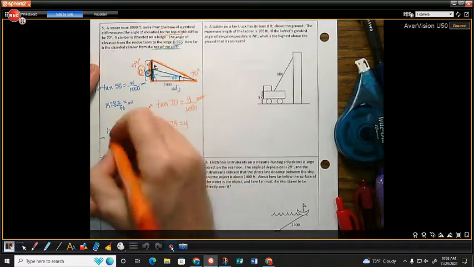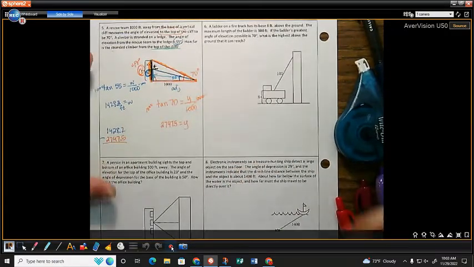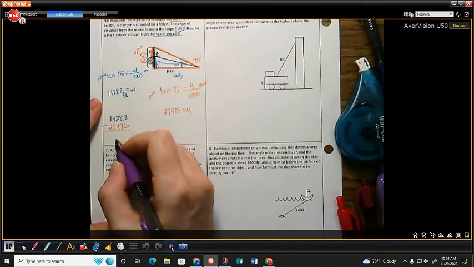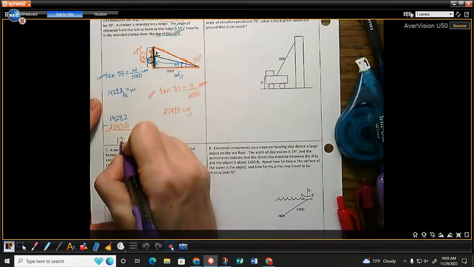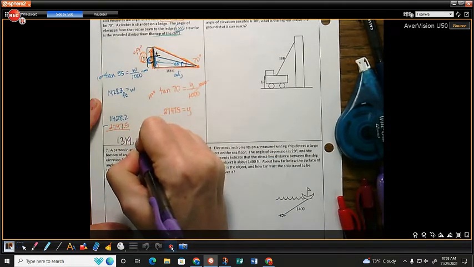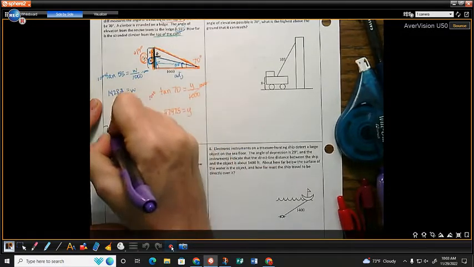And so to find that, I'm going to need to subtract it. And so, let's see who really looks like they haven't been paying attention, or just that they really don't want to answer. Claire probably doesn't want to answer. How far is he from the top of the cliff? 4 what? Feet.